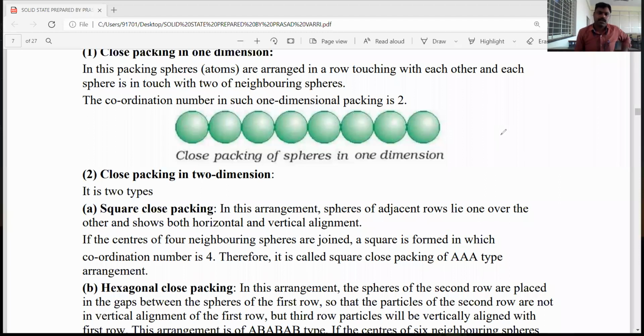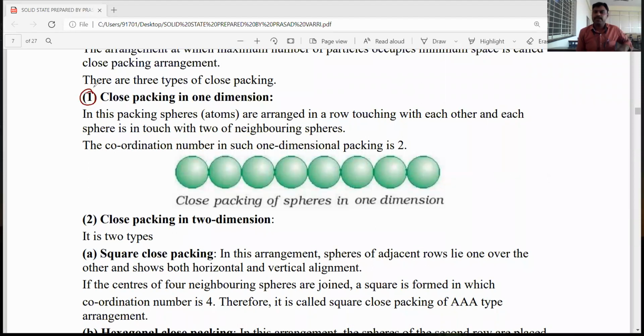Close packing arrangement in one-dimensional layer arrangement. One-dimensional layer arrangement means it's a linear, straight line structure. One atom is surrounded by another atom, arranged in a linear structure. That is called a one-dimensional layer arrangement. For example, this atom A is surrounded by two atoms. The A atom is surrounded by two atoms, so what is its coordination number, dear students? Its coordination number is equal to 2. So in one-dimensional layer arrangement, the coordination number is 2.